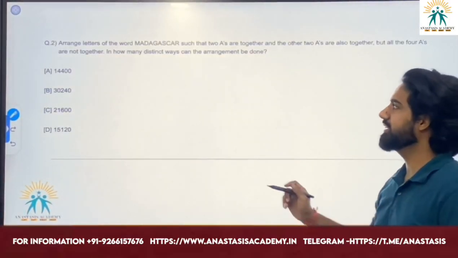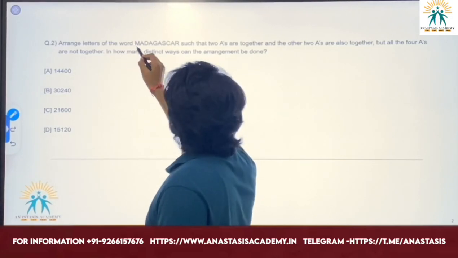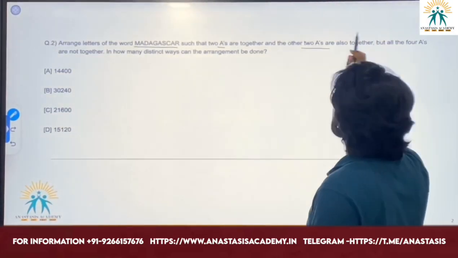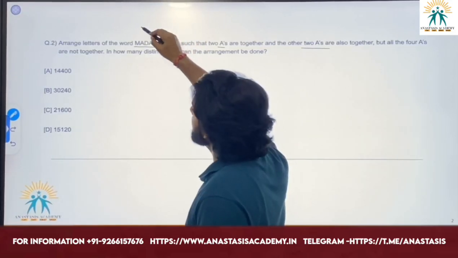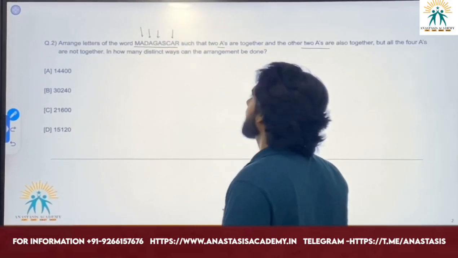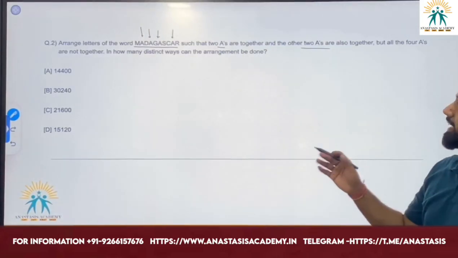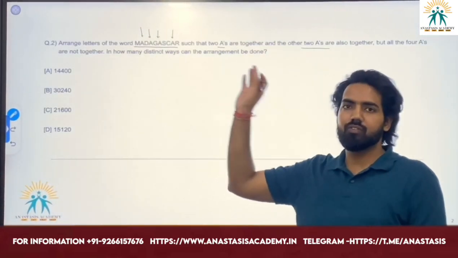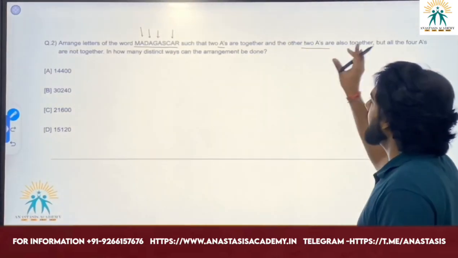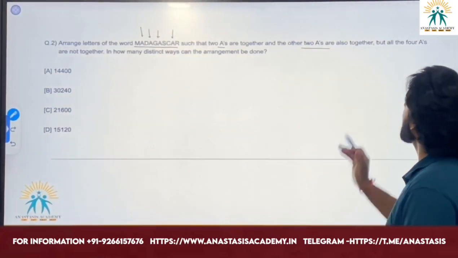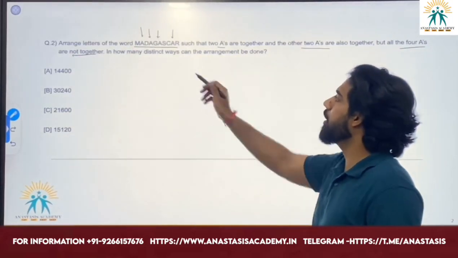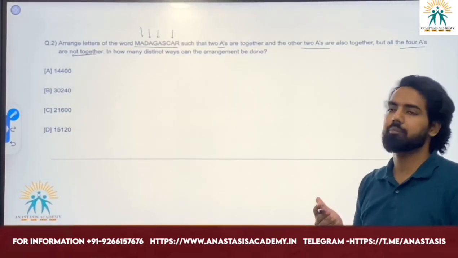Let's solve this question. Arrange the letters of the word Madagascar such that two A's are together and the other two A's are also together. So there are four A's in this word, these two A's and these two A's. It is asking that I have to arrange the letters of this word such that two A's are together and the other two A's are also together, but all four A's are not together. In how many distinct ways can the arrangement be made?